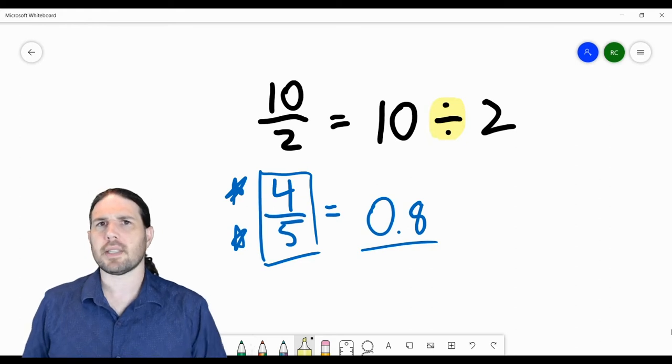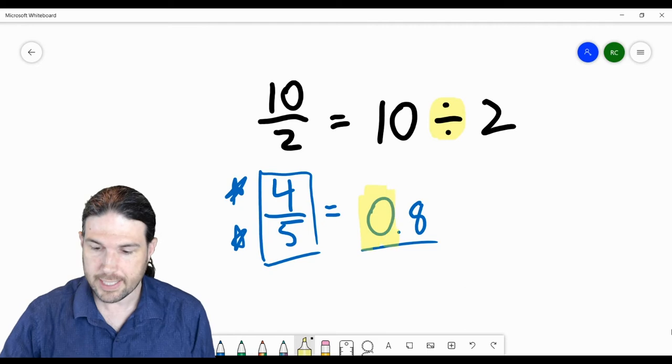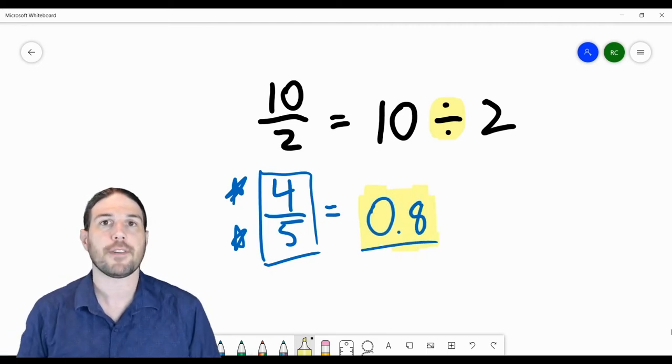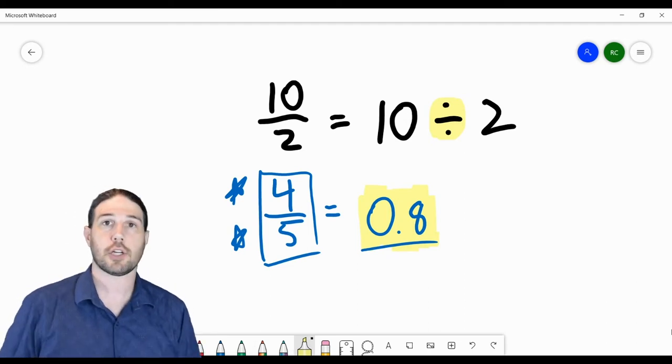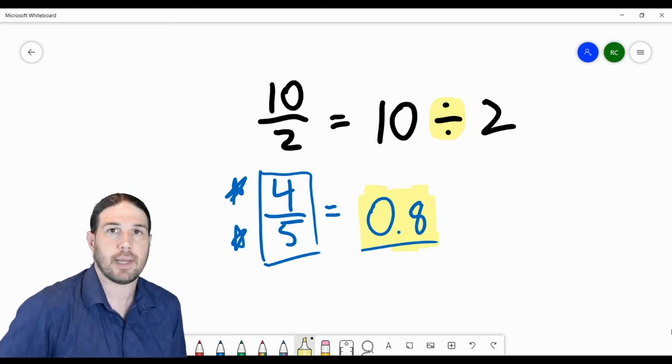For some reason, some students seem to think that the answer isn't the answer until they get a decimal like this. But fractions are numbers too, and they are perfectly valid, and they are valid to use as answers unless the instructions of your assignment specifically say that the answer has to be in a decimal.